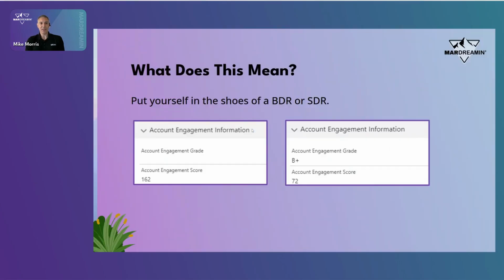So lifecycle statuses. Why are they important? Just for a moment, put yourself in the shoes of a BDR or an SDR, and say you get these two leads. You see the lead on the left here, there's no account engagement grade, but a score of 162. You see the lead on the right, you have a B plus, score of 72. Well, what does that mean?